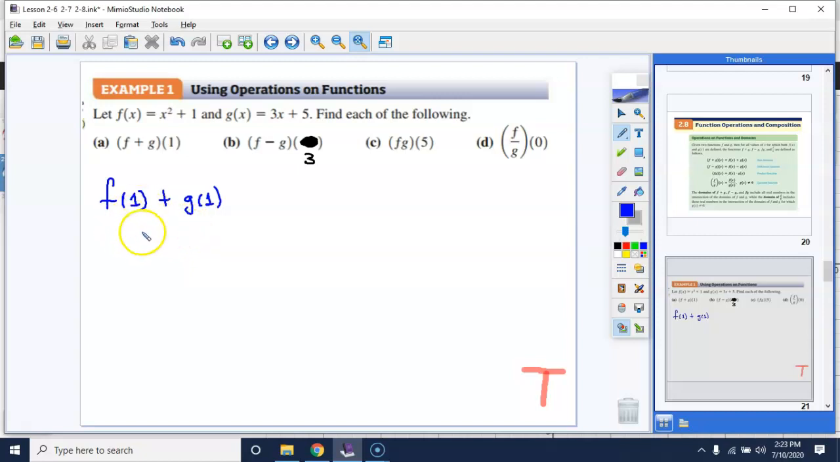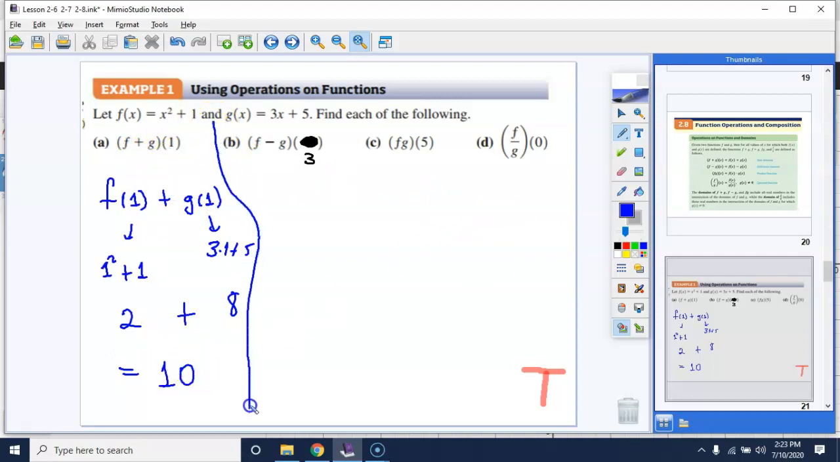All right. So let's find f of 1. To find f of 1, take this 1, go to f function. So it should be 1 squared plus 1. So 1 squared is 1, 1 plus 1 is 2. Let's calculate g of 1. Take this 1, go to g function, plug in here. 3 times 1 plus 5, 3 times 1 is 3, plus 5 is 8. So if I add them up, it's going to be equal to 10. Which means f plus g of 1 should be equal to 10, and that's my answer here.